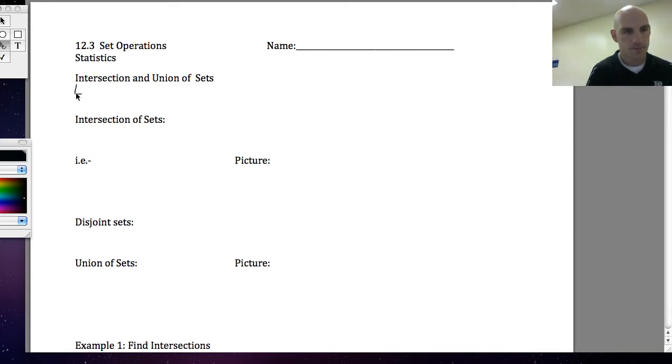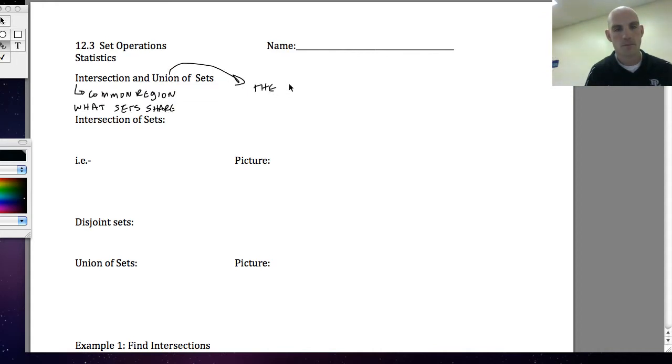The intersection is a common region. The intersection of two sets is where they overlap. So the common region is what they share. So what sets share is the common region. The union, however, is the compilation of sets. I'm going to call it everything together.